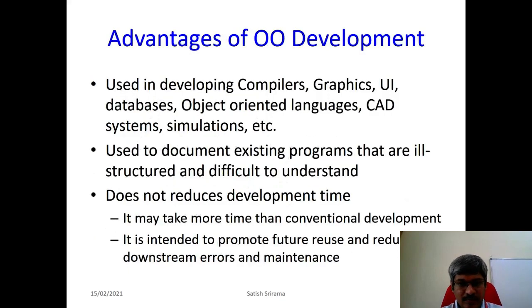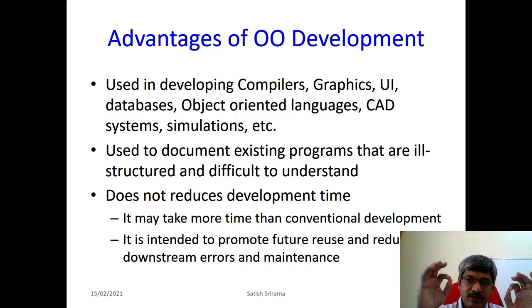There are several advantages of object-oriented development. It has been used during the last 10-15 years, so 1.5 decades or 2 decades, for developing different compilers, graphics, user interfaces, databases, object-oriented languages, CAD systems, simulations, etc. It was used everywhere, to be frank. It was also used to document existing programs that are poorly structured. Using object-oriented development, you can document the problems of them. If a development has already happened, you can document what the difficulties in it were.